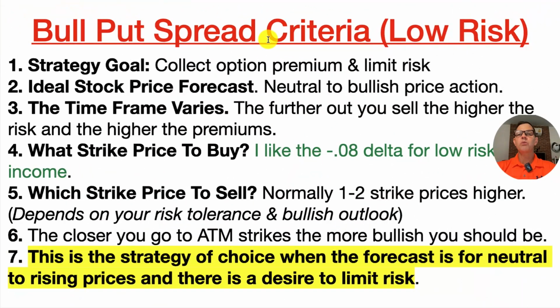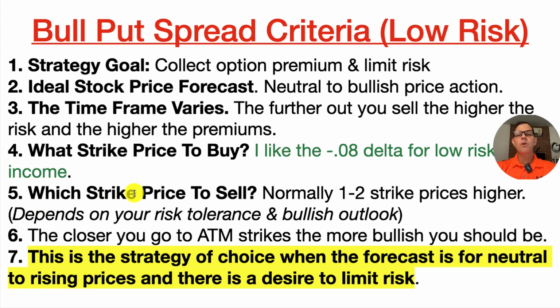Let's go over our bull-put spread criteria, and this is if we want to keep things really low risk. Number 1, our strategy goal is to collect option premium and limit the risk. Number 2, our ideal stock price forecast is neutral to bullish price action. Number 3, the time frame varies. The further out we sell, the higher the risk and the higher the premiums. Number 4 is what strike price to buy. Now, I like for this strategy the negative 0.08 delta for low risk income, and I'll show you that in just a minute on the charts.